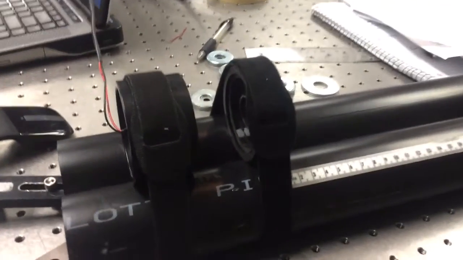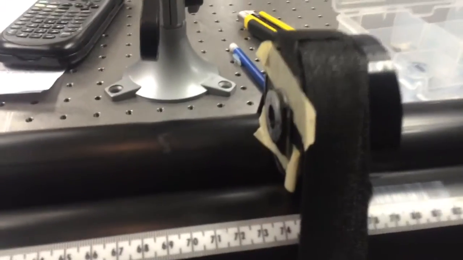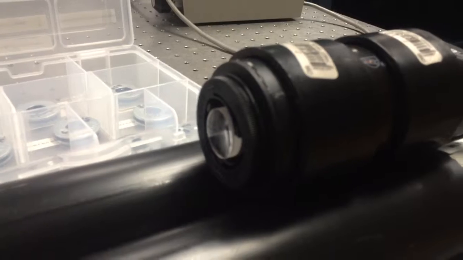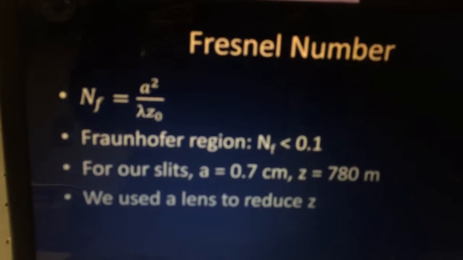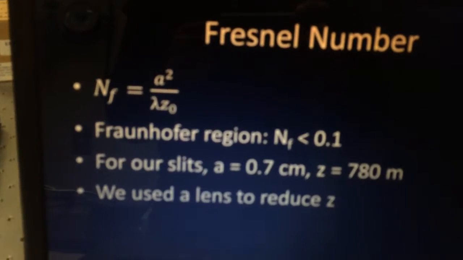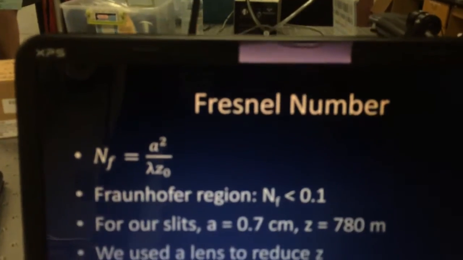Our setup included a collimated laser light 74 centimeters away from an aperture, followed by a lens, and then followed by a camera at a variable distance. Using this setup, we observed the Fresnel and Fraunhofer diffraction regions.